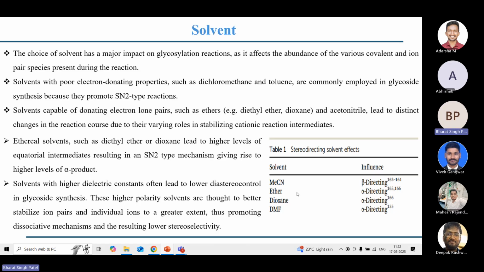Etheric solvents are alpha-directing, and acetonitrile is beta-directing, because in the case of acetonitrile there will be an axial bond formation with acetonitrile, where the nitrogen lone pair attacks the anomeric carbon and forms the beta-linked species. Then the incoming nucleophile will come through the alpha fashion. In the case of ethers, that gives the alpha product because they coordinate in the beta fashion, so the incoming nucleophile will come through the alpha way.